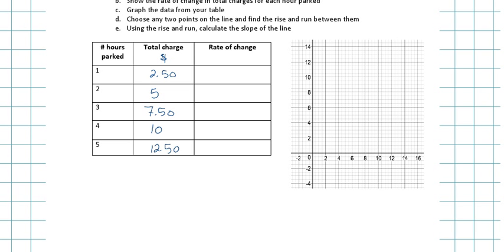What do you think your rate of change is going to be? 2.50. Okay? So let's do it, because we should be showing our work. If I do 12.50 minus 10 over 5 minus 4, I'm going to get 2.50. And so on and so forth. You guys know what you're doing, right? 10 minus 7.50 over 4 minus 3, 2.50, and so on.